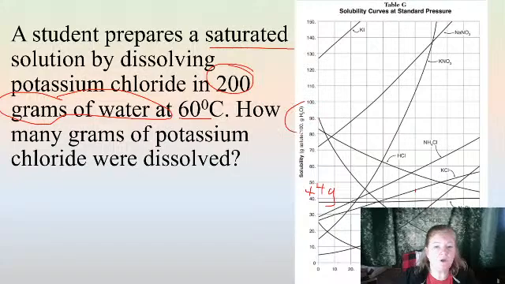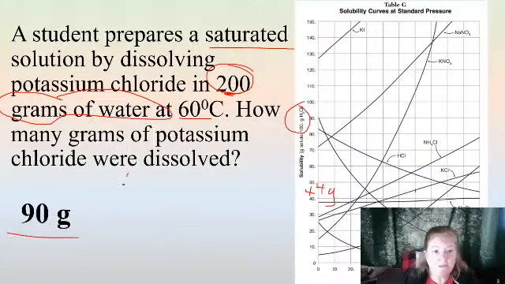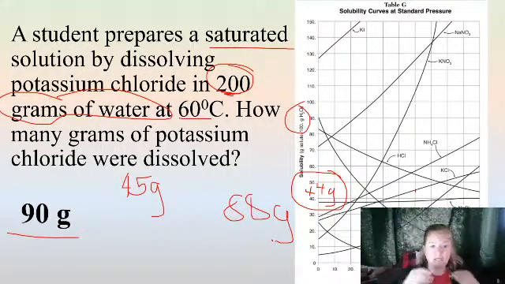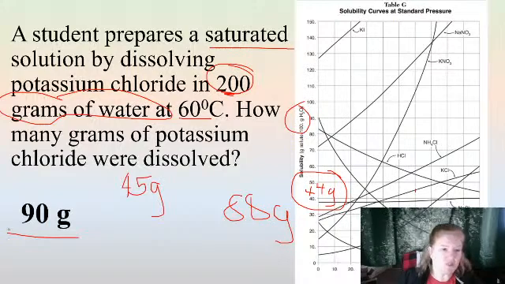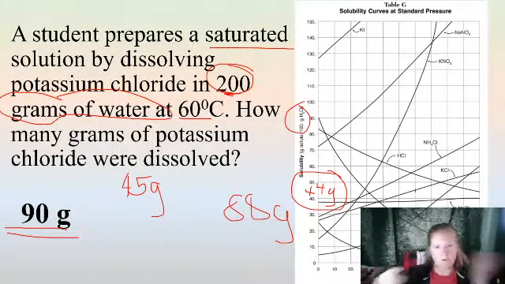But this is for 100 grams of water, and I don't have 100, I have 200. So this is 90, assuming I used 45 to start with. Again, you have flexibility. So if I used 44, what would I write? 88. So you're going to have some leeway on either side. If 90 is the accepted answer, you're going to have some leeway on either side, either less or greater than.